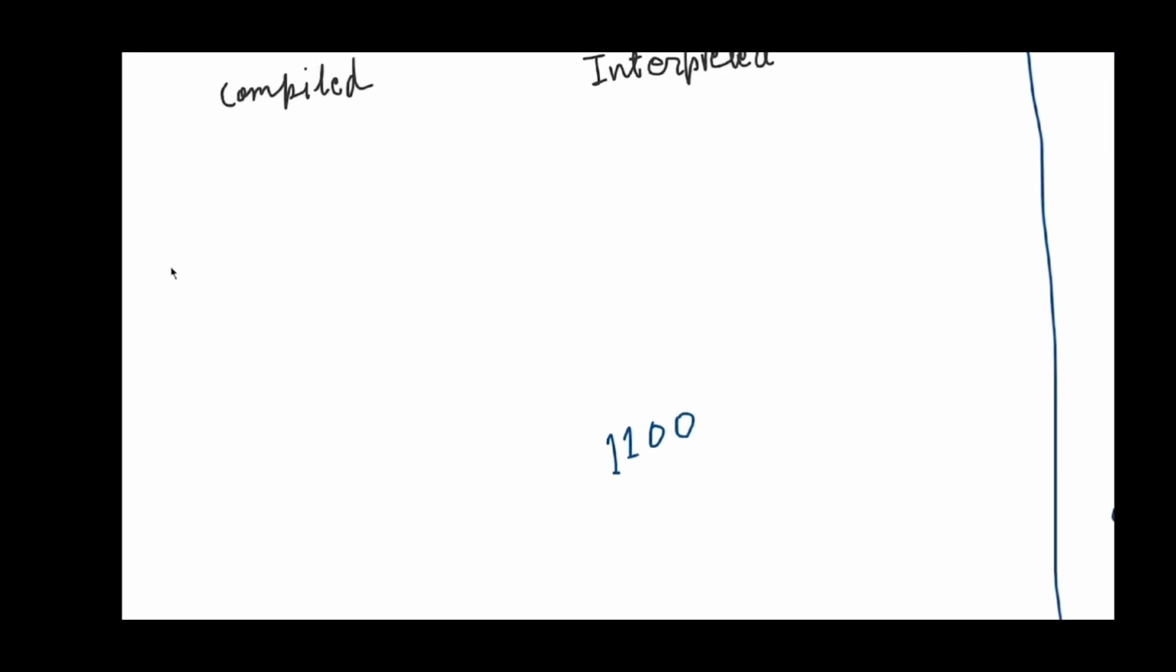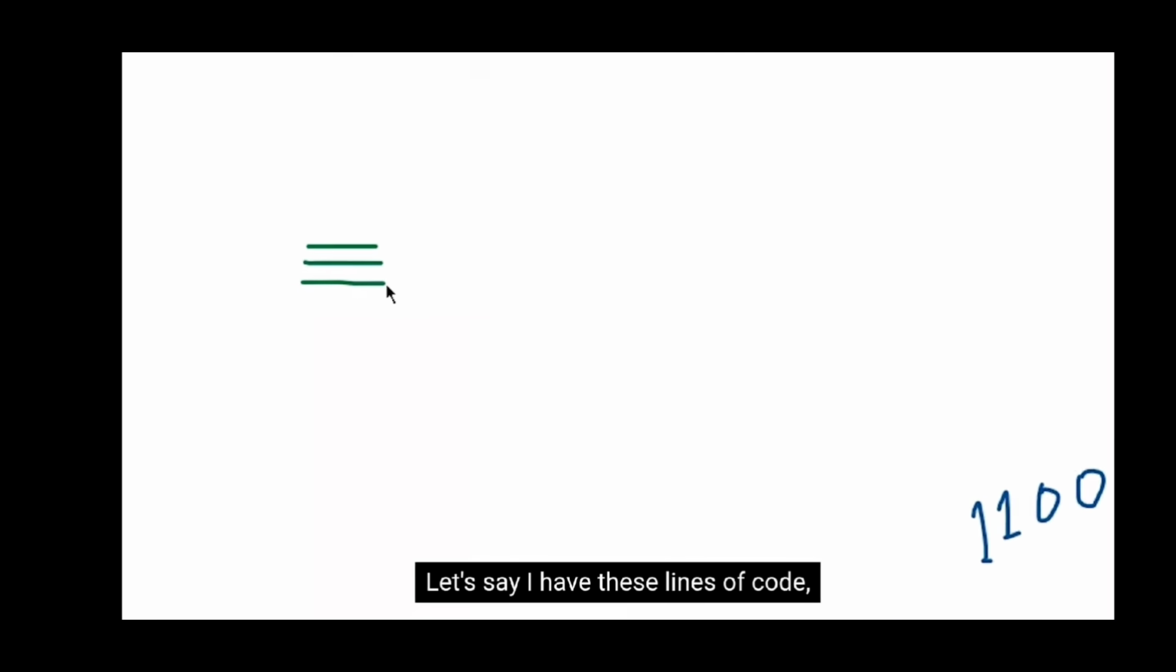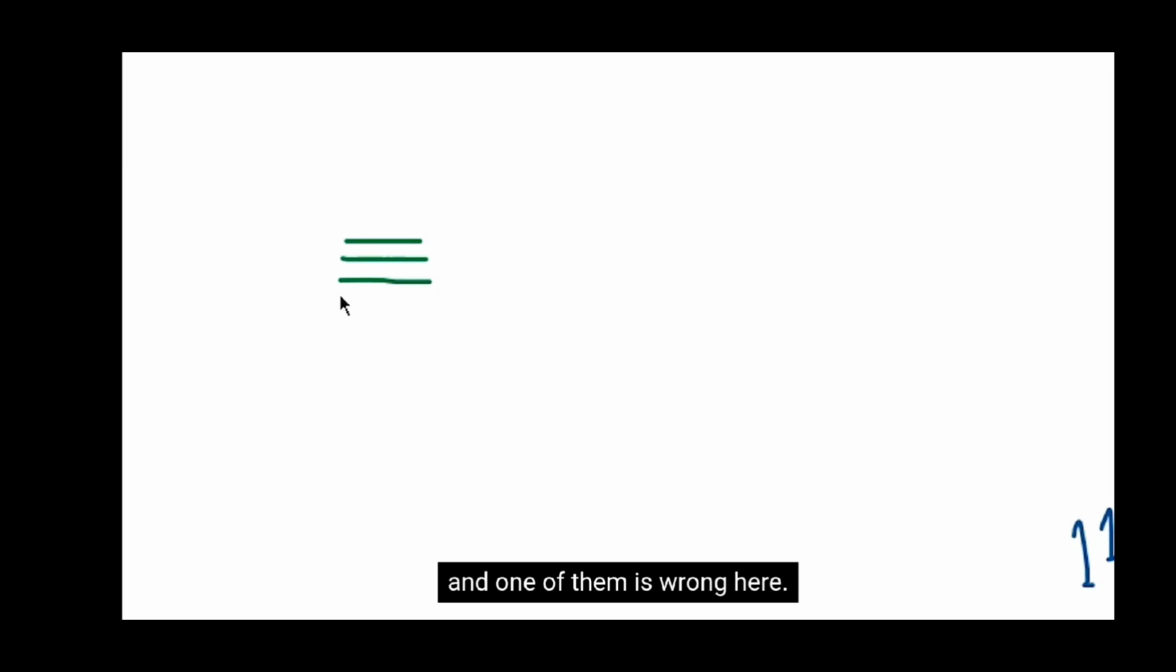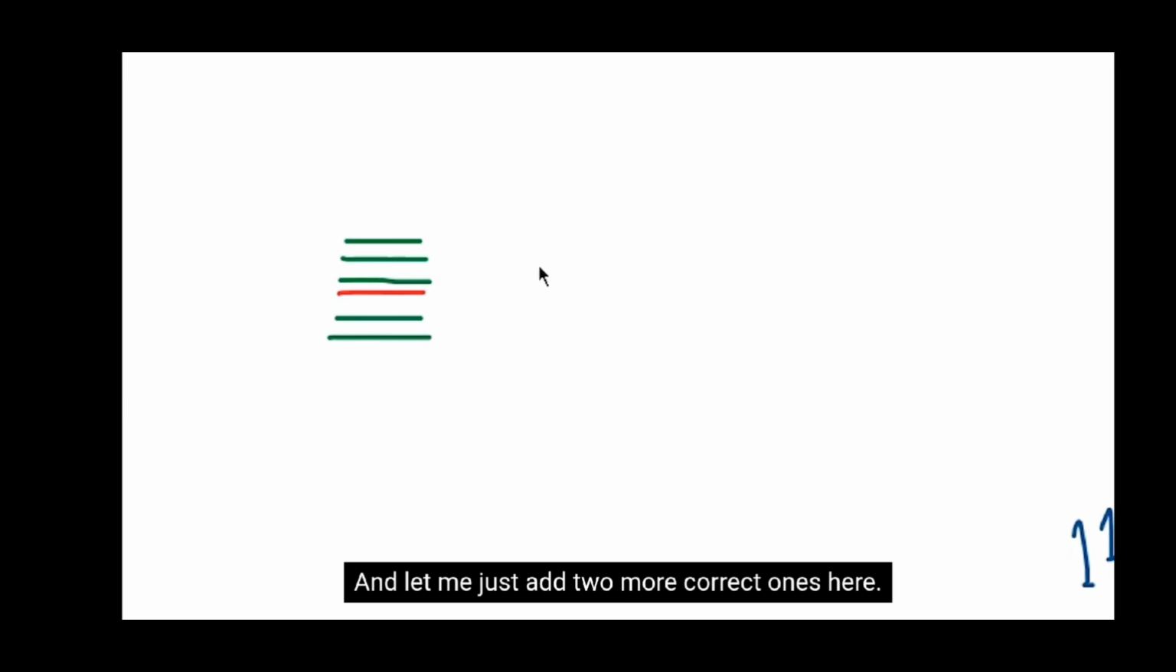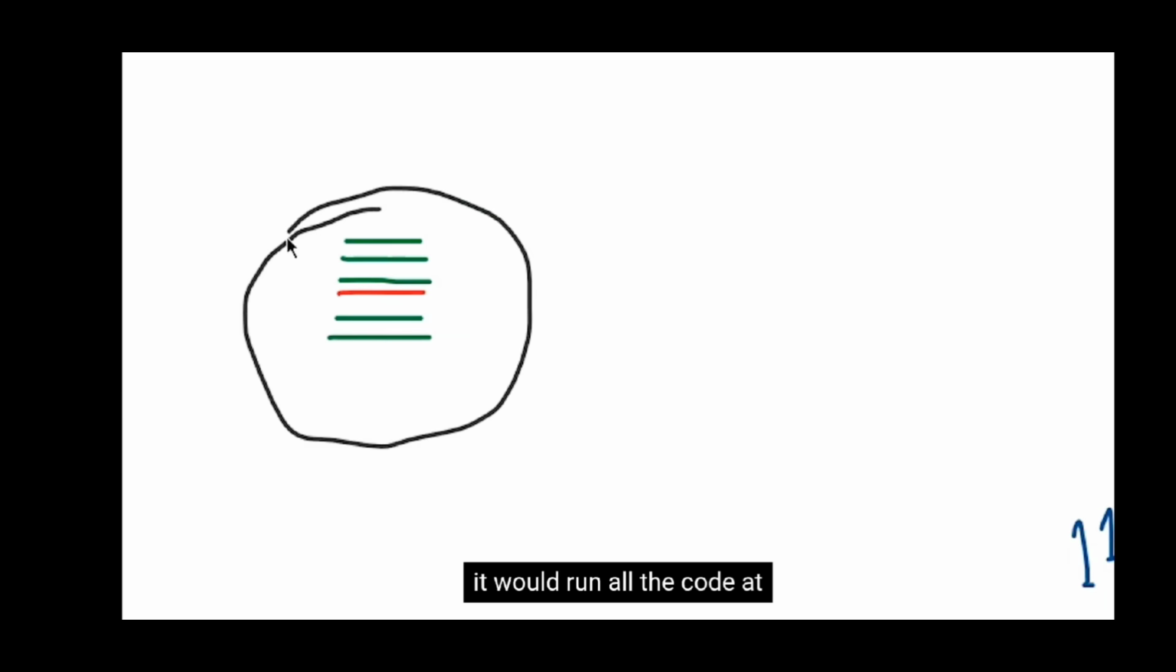Okay, so let me give you an example. Let's say I have these lines of code and one of them is wrong here. And let me just add two more correct ones here. So we have 6 lines of code and the fourth one is incorrect, the one which is marked in red. Now what a compiler would do is that it would run all the code at once. It would go through each line simultaneously and it would try to run it, and it would throw an error because there's something wrong. Now in this case, these lines would be executed, these ones here.